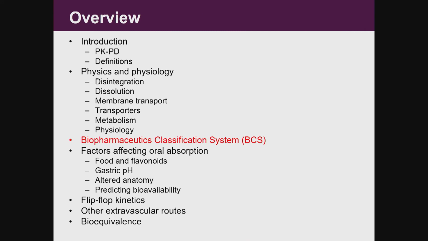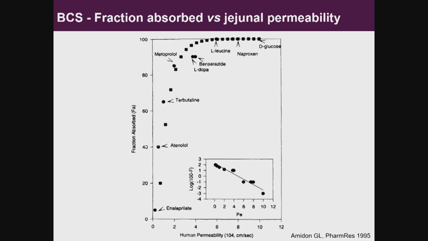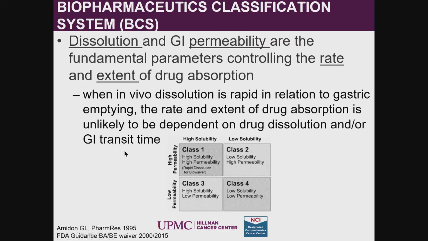So now we'll discuss the biopharmaceutics classification system. This is a graph that underlays the development of this system. Here we see the human permeability over a jejunal membrane and the fraction absorbed in humans. And as you can see, that is a pretty nice relationship. The thought behind this system is that dissolution and GI permeability are the fundamental parameters controlling the rate and extent of drug absorption.